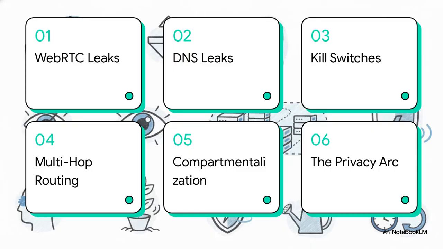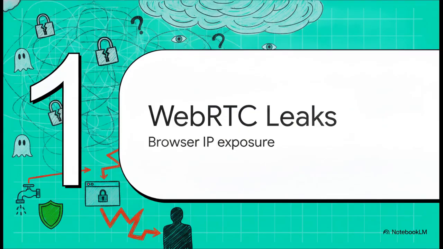So here's our actionable checklist for today's explainer. 1. Fixing WebRTC leaks. 2. Plugging DNS leaks. 3. Testing kill switches. 4. Exploring multi-hop routing. And finally, 5. The compartmentalization rule. Okay, let's dive straight into this.